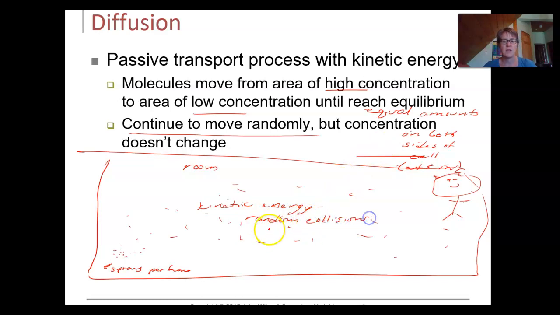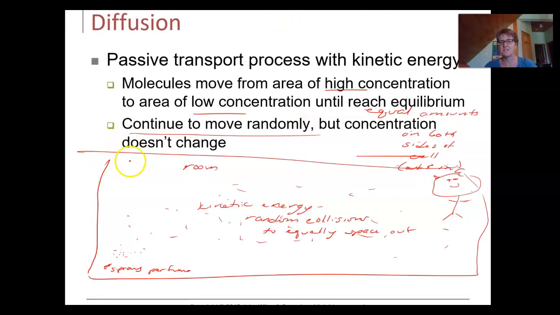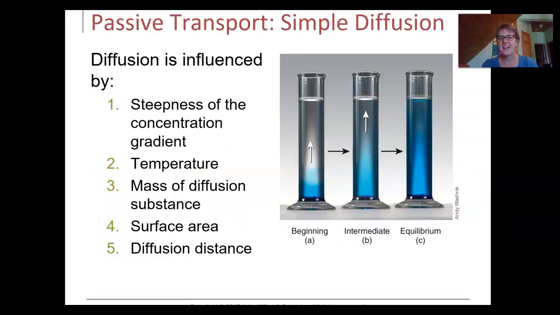To equally space out. I'll just leave it at that. Equally space out. Right? That's simple diffusion. Oh, that's simple diffusion, this slide. So this was all the drawing and all the words, the example for simple diffusion, which was the first type of passive transport, which was actually the next slide.